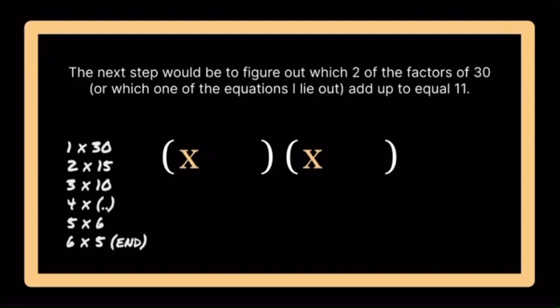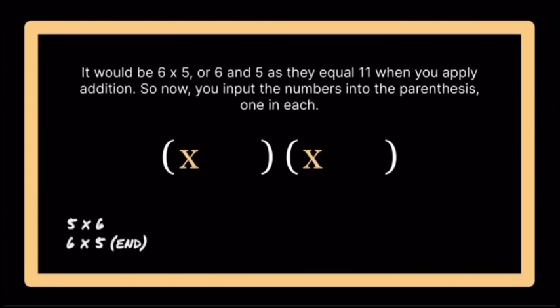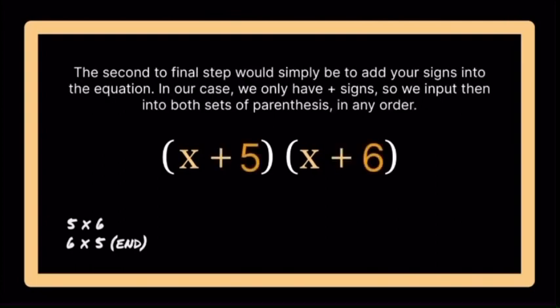But the next step would be to find out which 2 of the factors of 30 add up to equal 11. It would be 6 times 5, or 6 and 5 equal 11 when you apply addition. So now you input the numbers into the parentheses, 1 in each. The second to final step would be simply to add your sign to the equation. In our case, we only have plus signs, so we input them into both sets of parentheses in any order.